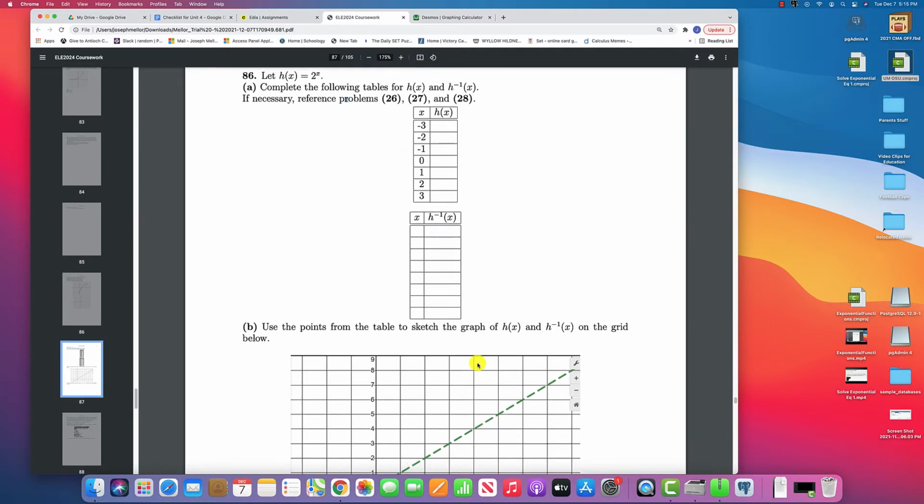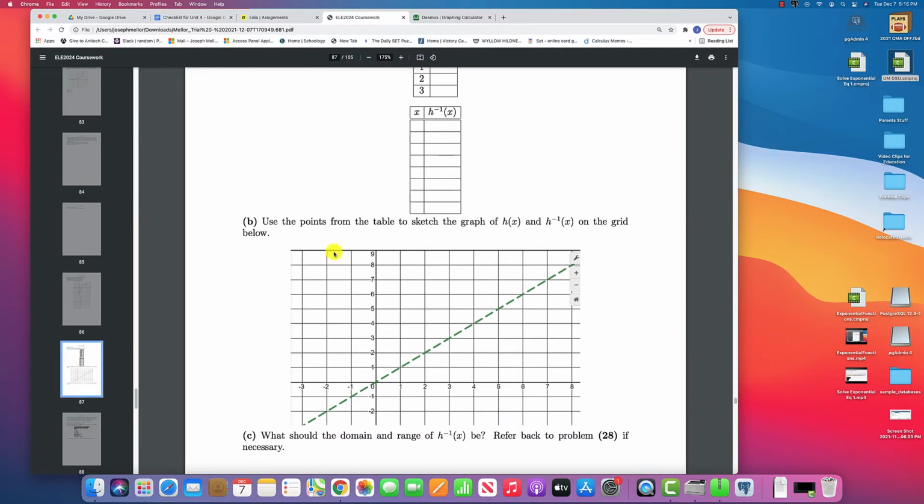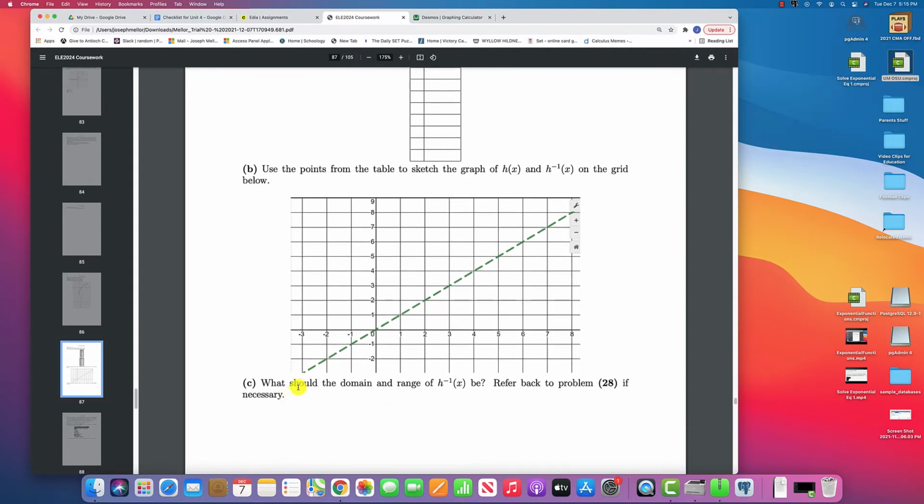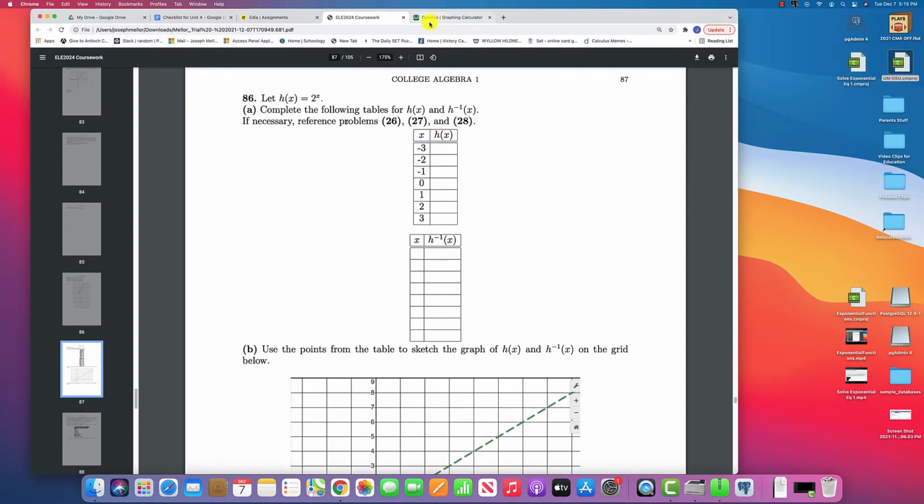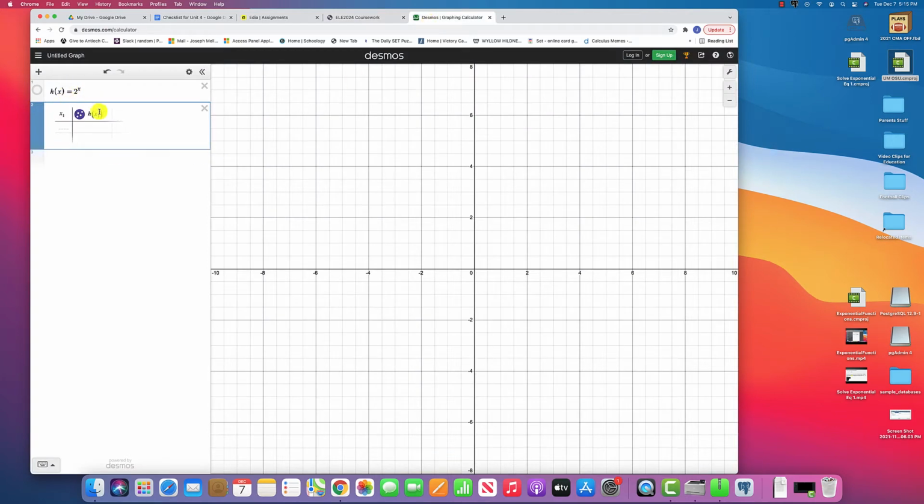And then down here, we will plot the points for h, and then plot the points for h inverse on the same grid. This is the line y equals x, which we'll talk about. All right, and then we're going to talk about the domain and range for h inverse based on what we see. So let's jump into Desmos.